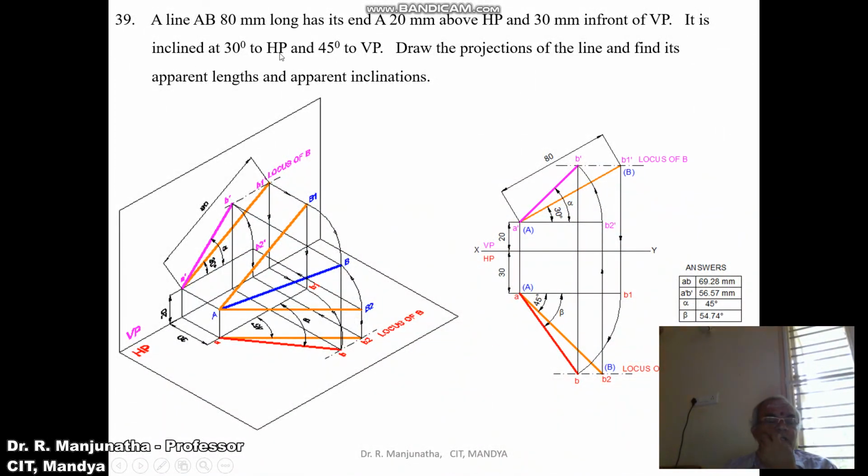It is inclined at 30 degrees to HP. So which is the line which is inclined at 30 degrees to HP? The true length of the line is inclined at 30 degrees to HP. That means the line 80 mm long is inclined at 30 degrees to HP. So here, from the end A, we know it is 80 mm long. We are going to draw a line which is inclined at 30 degrees to the horizontal plane. When you look from the front view, we can see that inclination in the vertical plane. So you can see that this line, AB1, is the one which is parallel to VP.